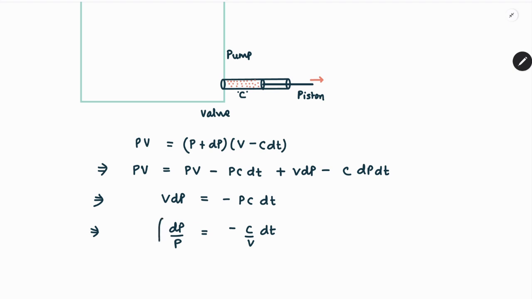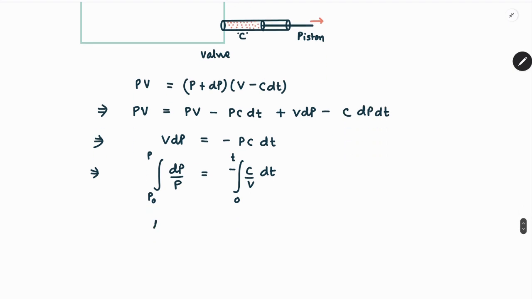So as we are integrating both sides, we say that initially at T equals 0 the pressure is equal to P naught, and after a time T the pressure will drop to a certain value, say P, and therefore over here on solving we obtain ln P by P naught is equal to minus C by V into T, and over here we can write that pressure P is equal to P naught e to the power minus Ct by V. So over here the negative sign is implying that the pressure is decreasing with time.